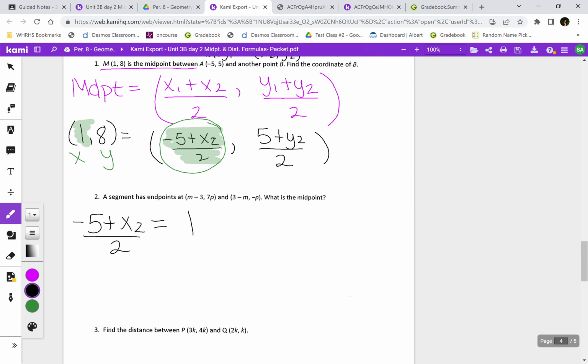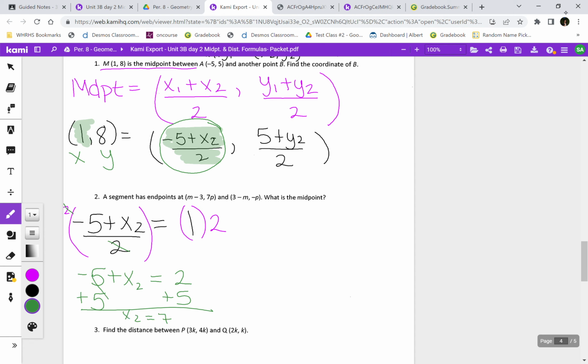So now we simplify this. We know how to solve this equation from Algebra 1. Don't I start off by multiplying by 2 on both sides? So now we're going to have negative 5 plus x2 equals 2. What should I do now? Add 5. So now we get x2 is equal to 7. Did we find the x coordinate of that point? Yeah, what do I have to do now?